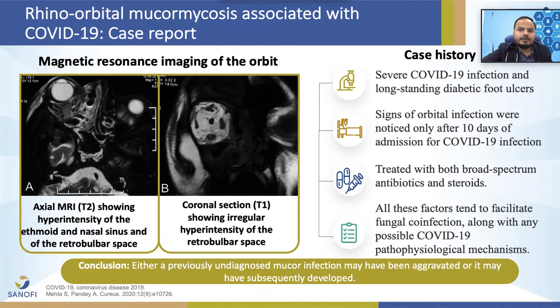One more thing, if we are giving broad spectrum antibiotics, then also it sometimes gives way for fungus to grow because it has cleared everything, made a good environment for the fungus to grow. So we must be very careful while giving lots of antibiotics. All these factors tend to facilitate fungal co-infection along with any possible COVID-19 pathophysiological mechanisms. So either the previously undiagnosed mucor infections may have been aggravated or it may have subsequently developed.